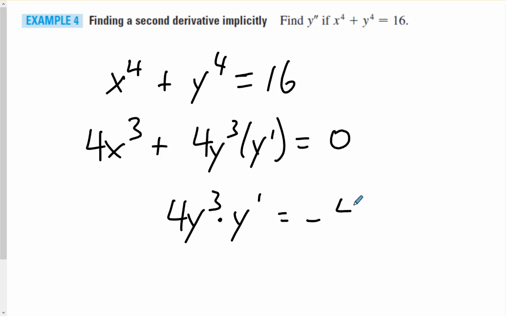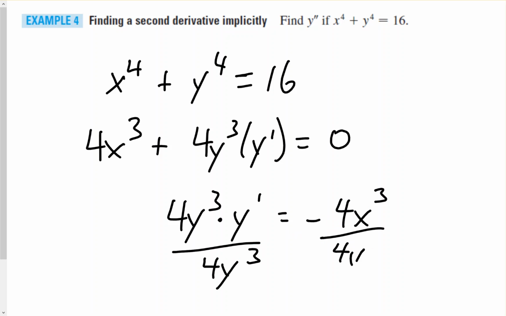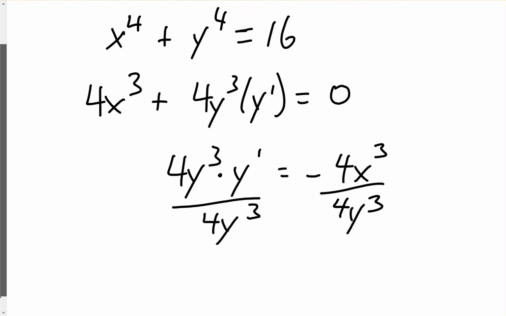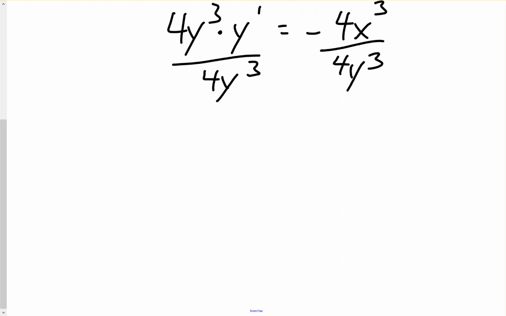equals negative 4x cubed, divided by 4y cubed. And so we end up with y prime equals, and we could cancel out the 4's, negative x cubed over y cubed. Okay, so that's our first derivative. Now let's take the derivative of this to get our second derivative.